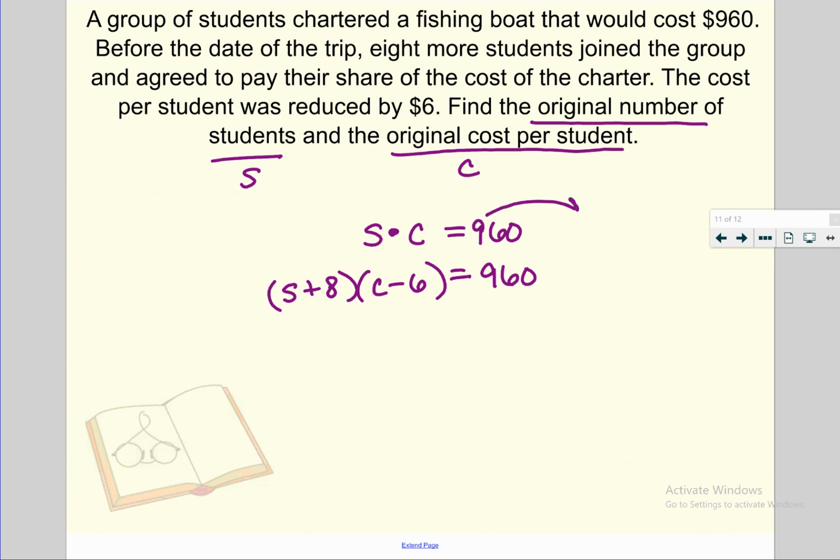Again, I would probably use substitution here. I would get either the S or the C alone on the top and then plug it in the bottom. There will be foiling. There will be factoring. The good news here is, can S be a fraction? S cannot be a fraction. So it's whole numbers and there's no negatives, right? Nothing can be negative in this problem because it's number of students and cost.